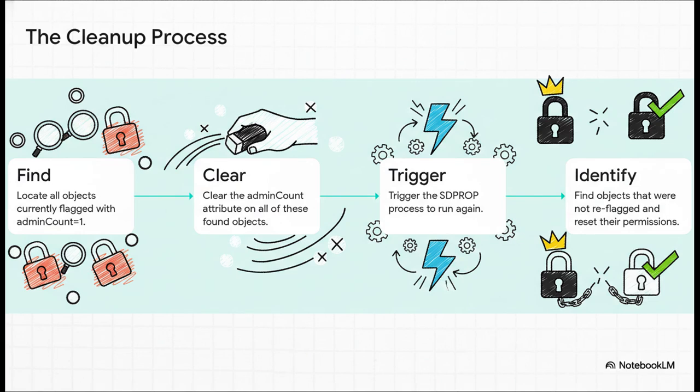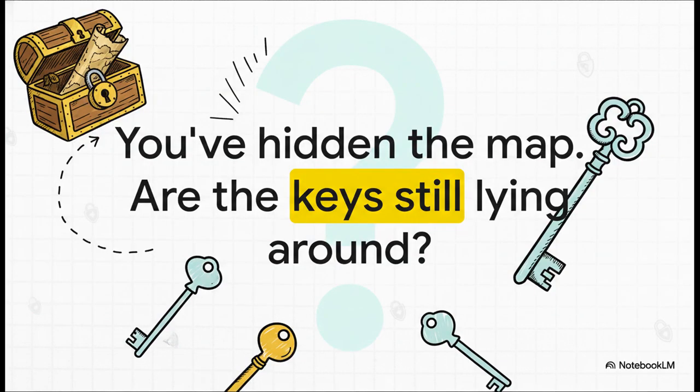You basically find everyone who's currently flagged as an admin, you clear that flag for all of them, and then you tell the SDPROP process to run again. The accounts that are supposed to be privileged will get reflagged automatically. The ones that don't, those are your leftovers, and those are the accounts you need to go in and manually fix their permissions. So, there you have it.